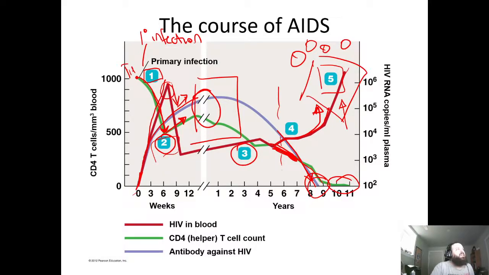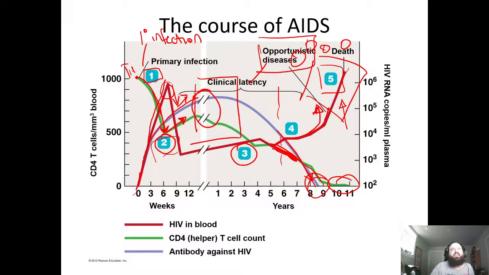So we call the extended stage clinical latency, and then we call the diseases that take advantage of the fact your immune system is compromised opportunistic diseases. And then finally, the end of this, unfortunately, is death.